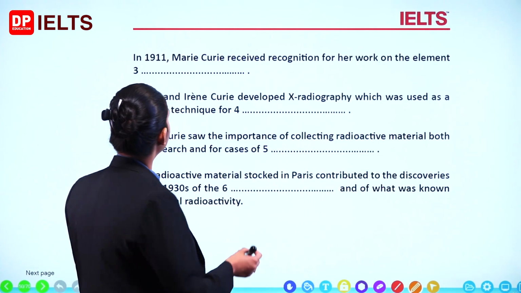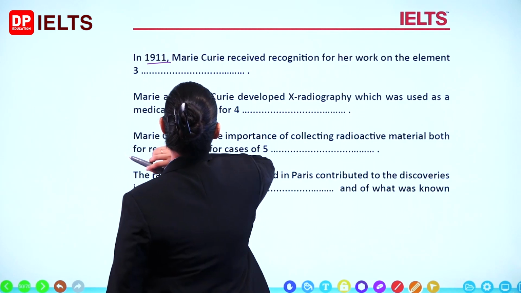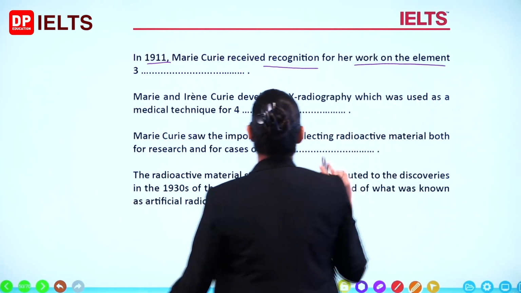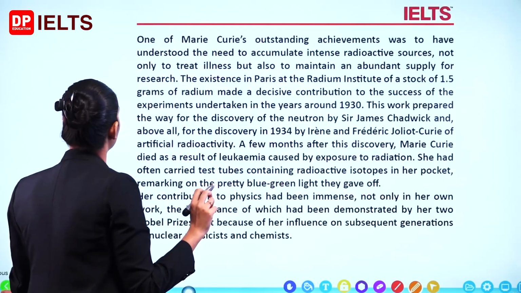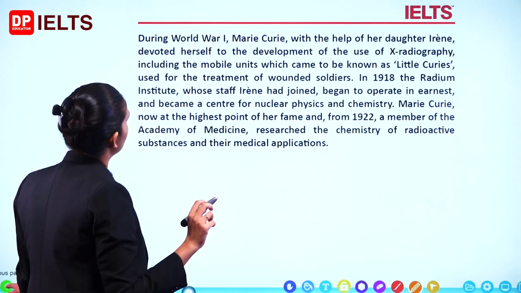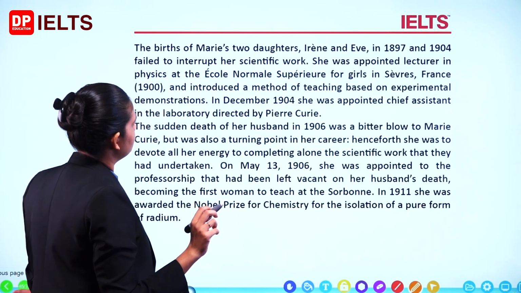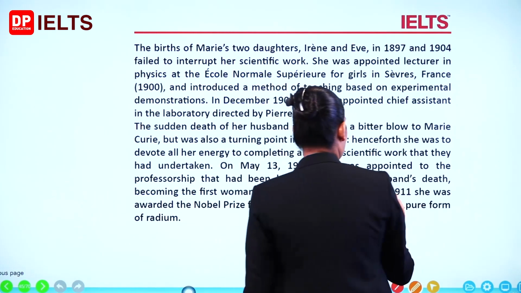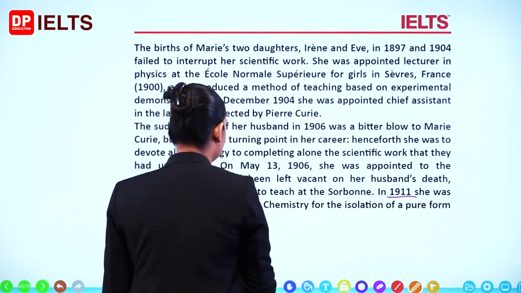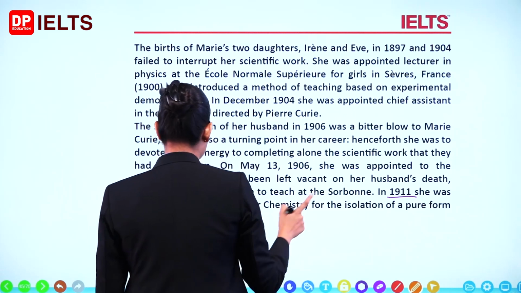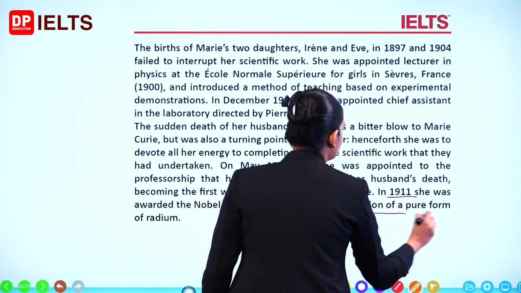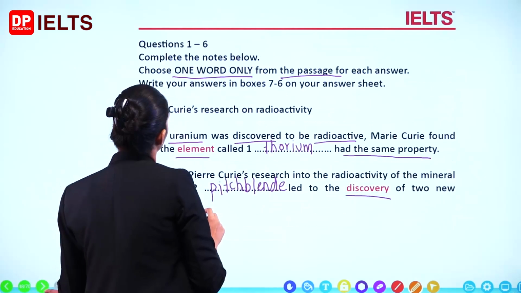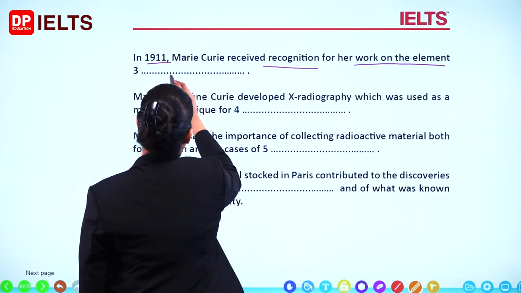Next question, right? In 1911, Marie Curie received recognition for her work on the element of one. So we were searching 1911, right? And that's what I want to do. 1911, she was awarded the Nobel Prize for the chemistry of the isolation of a pure form called radium, right? So she found radium.